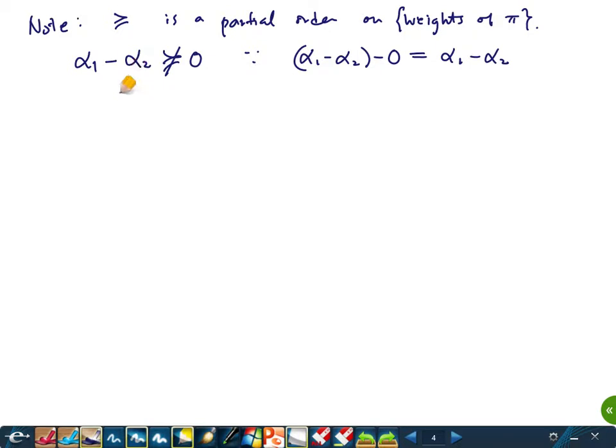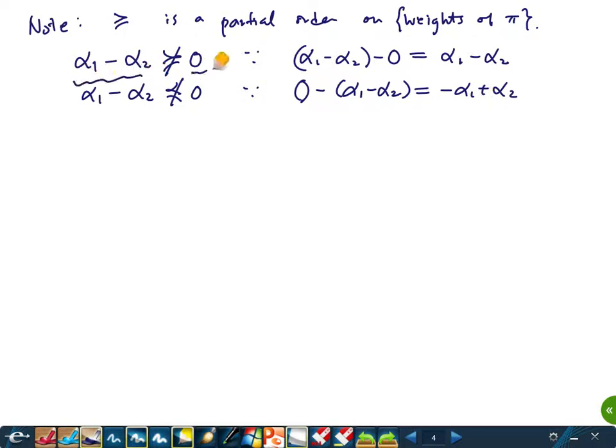Okay. And also, this is not lower than 0, because again 0 minus alpha 1 minus alpha 2, which is minus alpha 1 plus alpha 2, the coefficients are not positive. So it's not a partial order. We cannot compare these two weights. Okay?